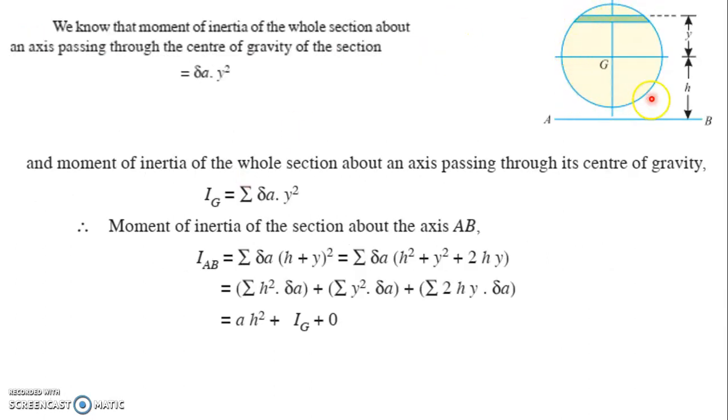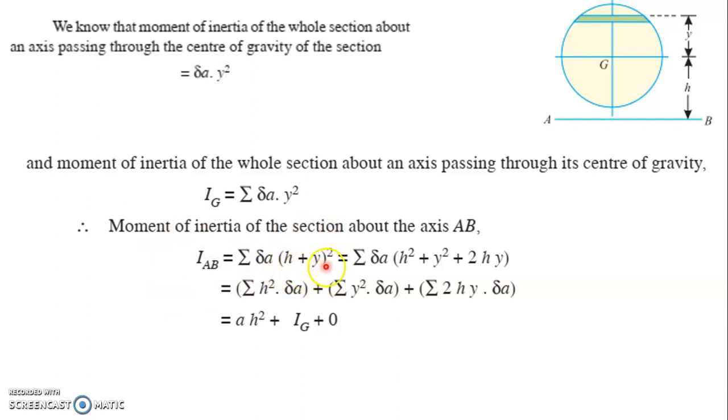Normally, this is a circle. We are calculating the moment of inertia with respect to the centroidal axis. Now, in this case I have to calculate the moment of inertia with respect to an axis AB, which is at a distance h from the centroid. In the first class I explained that moment of inertia can be written as A into distance square. So the distance is h plus y. I_AB is equal to sigma A into (h plus y) all square, which gives the moment of inertia.